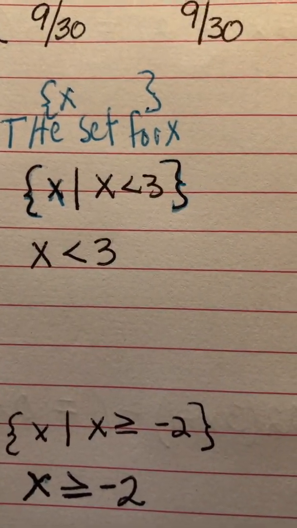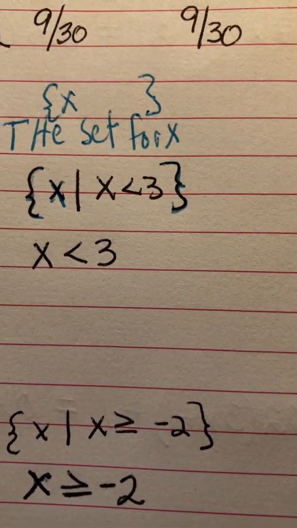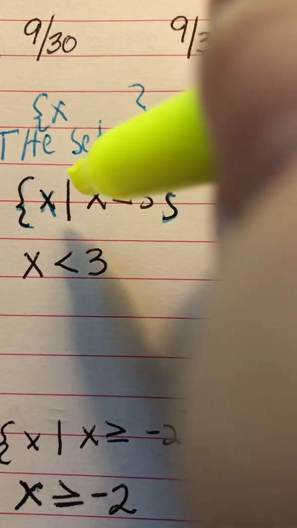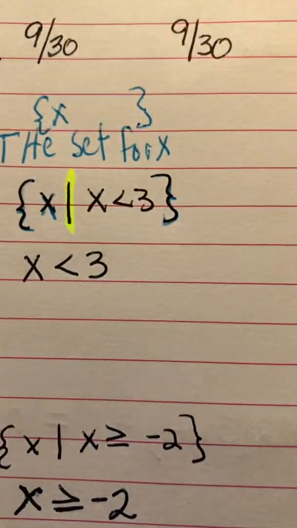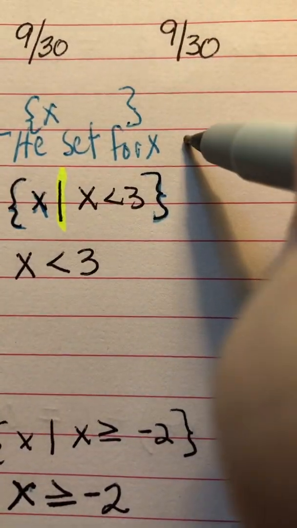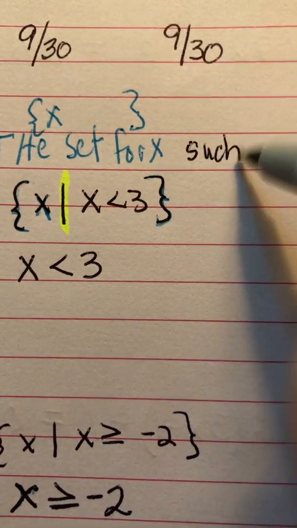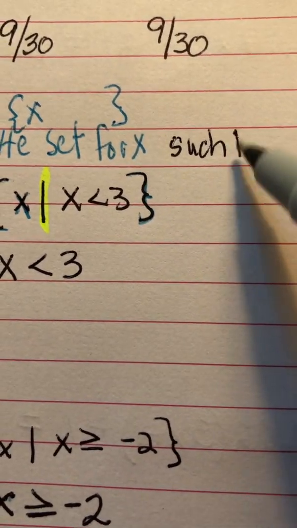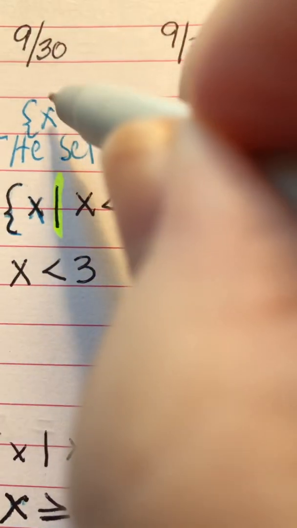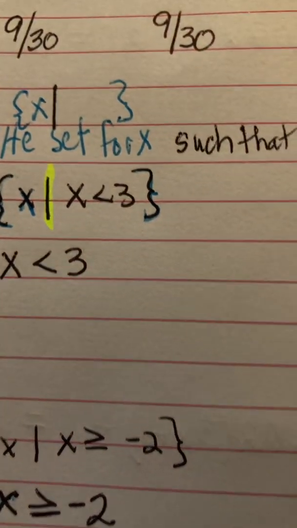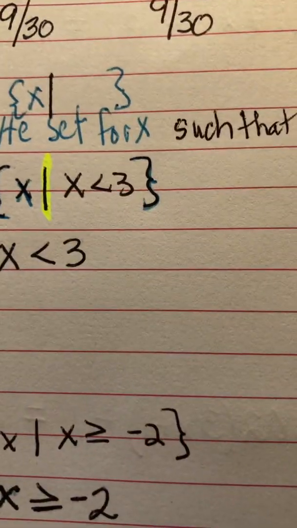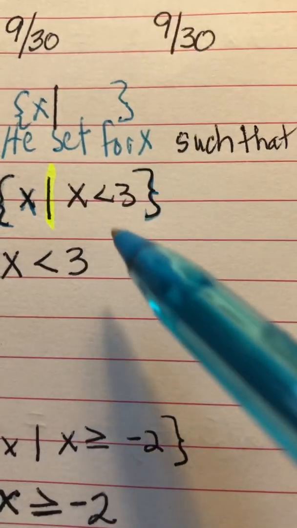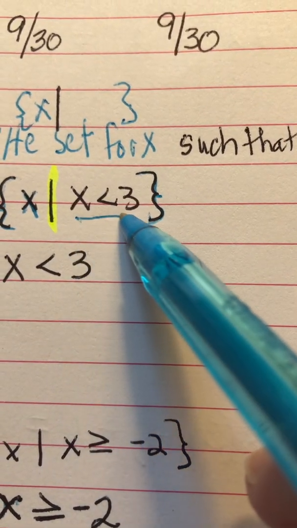And then that straight up and down line makes this statement right there. It means such that. So the set of numbers for x such that, and then they're going to give you the rules. What numbers can work for x? That's the really important part. That's the part we're looking at, the part that comes after that line.